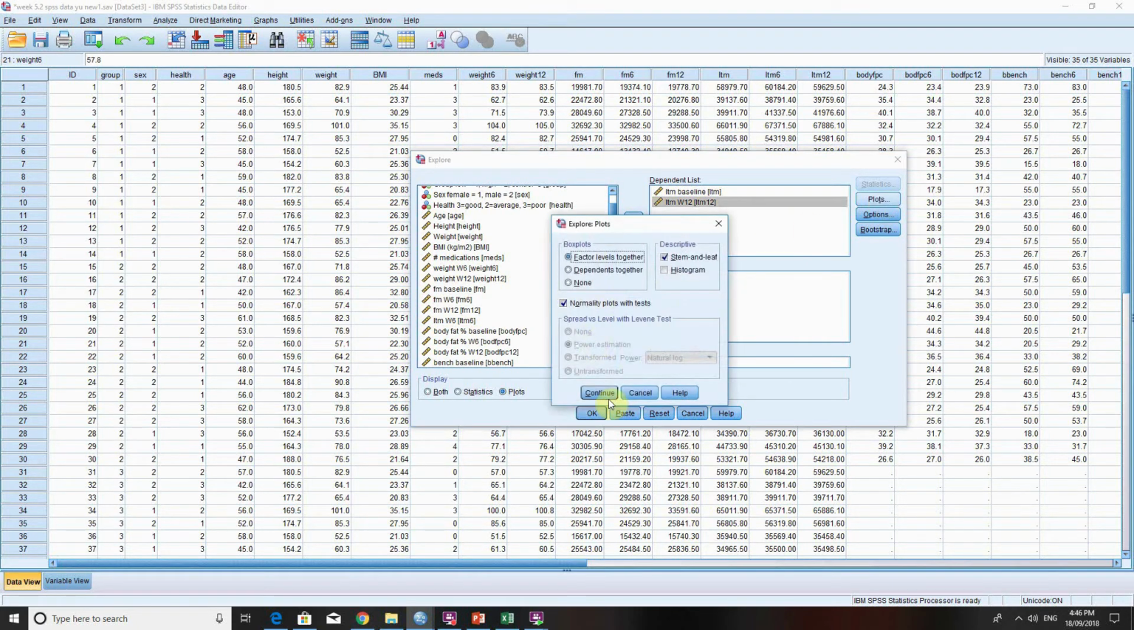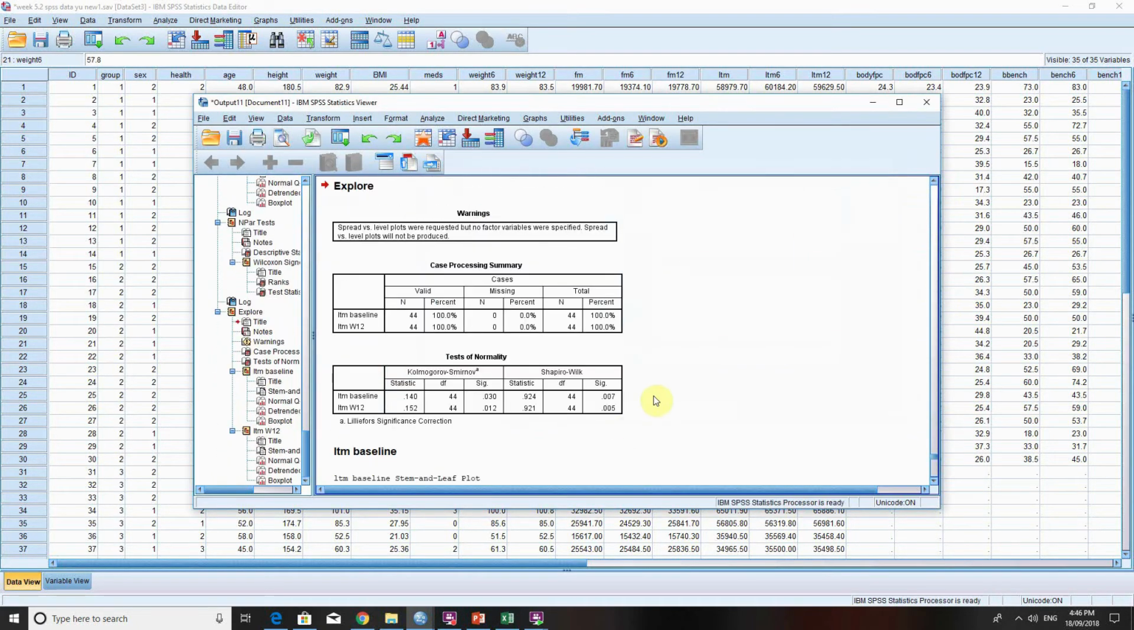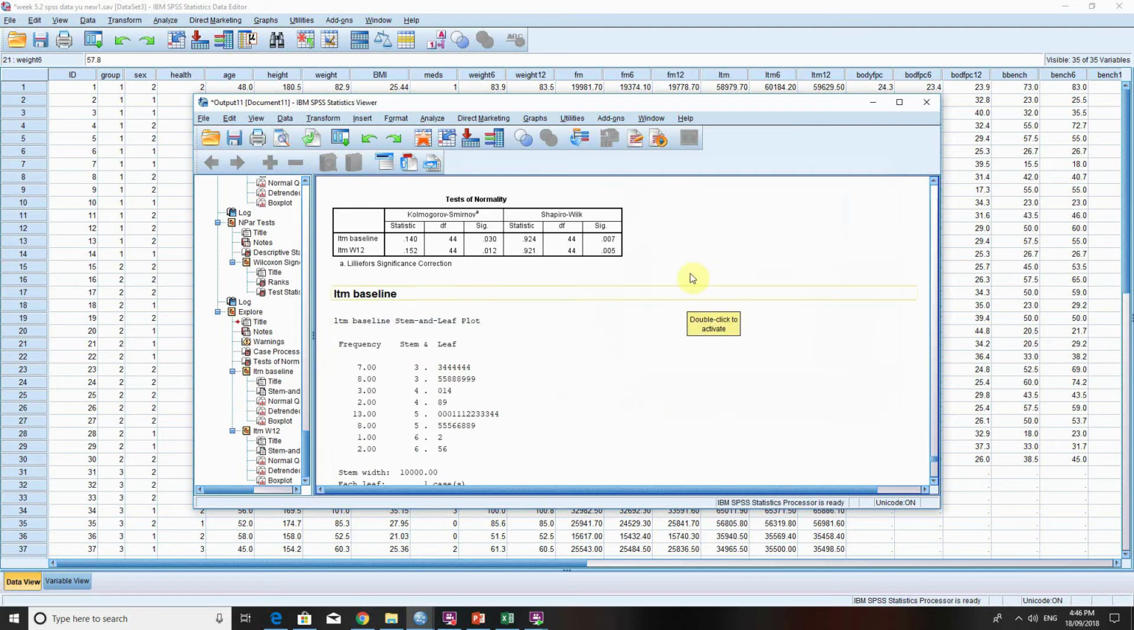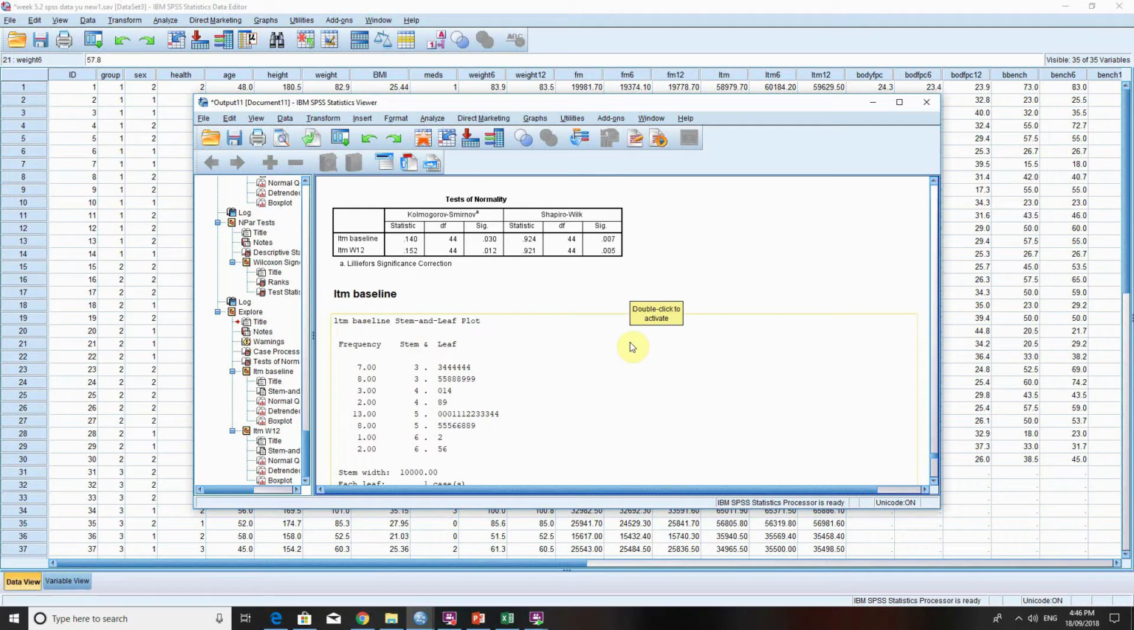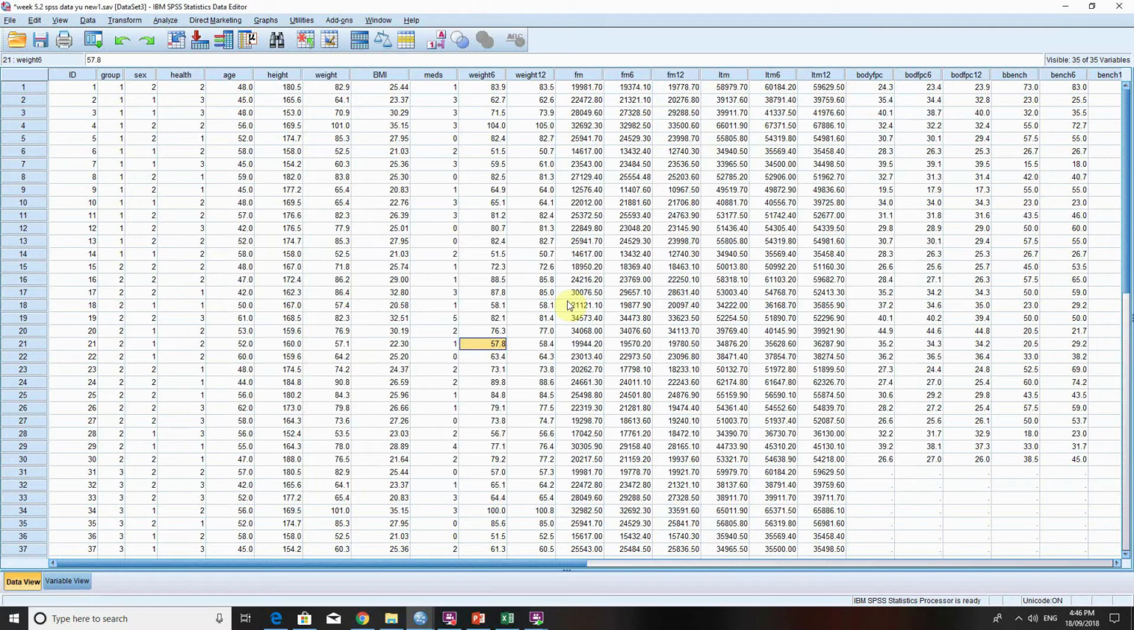We've got normality plots with tests ticked. We can go OK. And so this data is also abnormally distributed. So that to me says I'm going to do exactly the same test. I'm going to be doing a Wilcoxon signed-rank test if I was asked the difference between baseline and week 12.